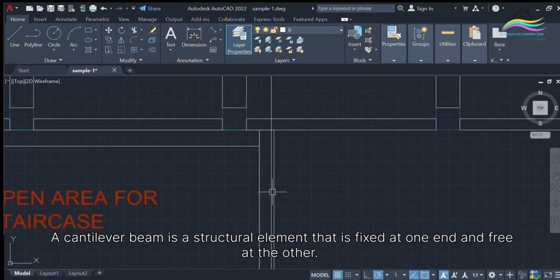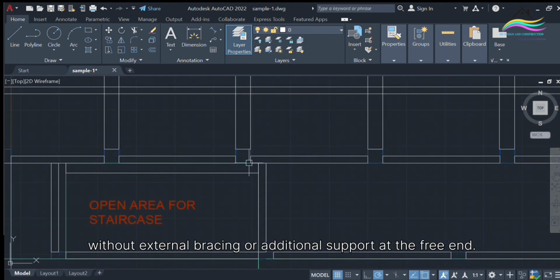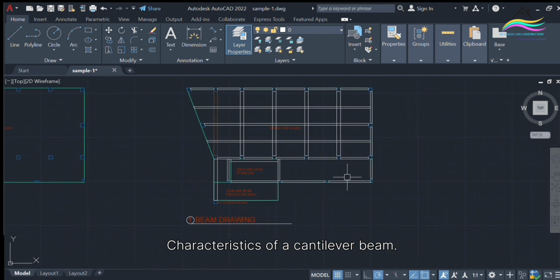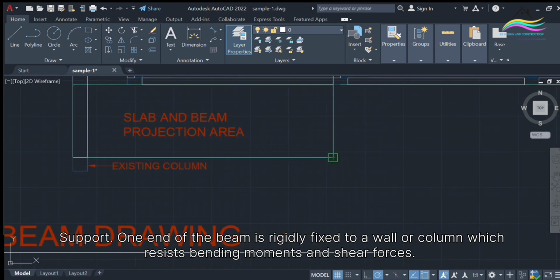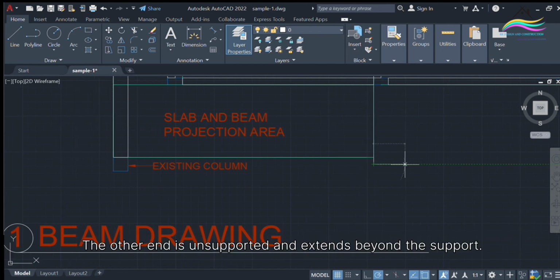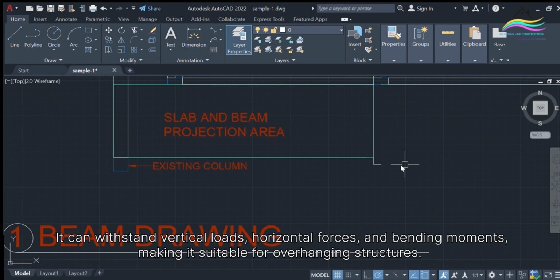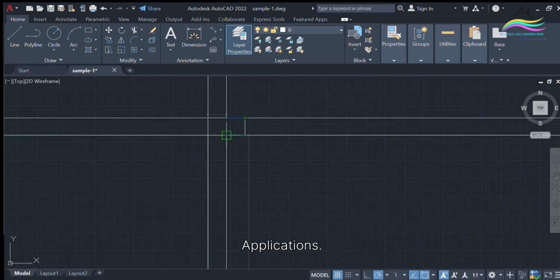A cantilever beam is a structural element that is fixed at one end and free at the other. It is widely used in construction and engineering due to its ability to support loads without external bracing or additional support at the free end. Characteristics of a cantilever beam. Support: one end of the beam is rigidly fixed to a wall or column, which resists bending moments and shear forces. Free end: the other end is unsupported and extends beyond the support. Load resistance: it can withstand vertical loads, horizontal forces, and bending moments, making it suitable for overhanging structures.